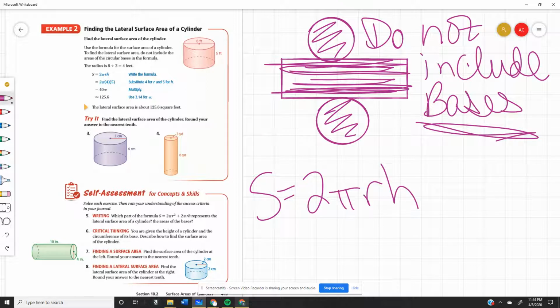And so you would need to see what the area of the wrap was going to be here, but you don't need to see. So you want to color just this part here that wraps, just like this part around here that wraps around your Hydro Flask. You don't want to cover the base or the top of it. So that's when we would use lateral surface area.